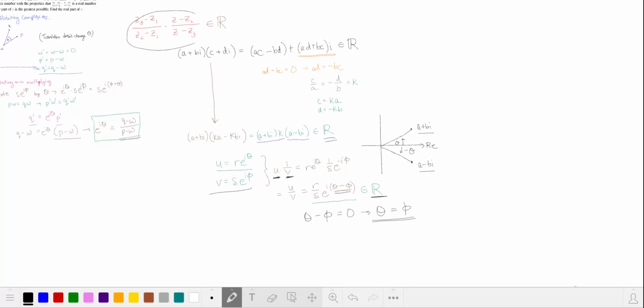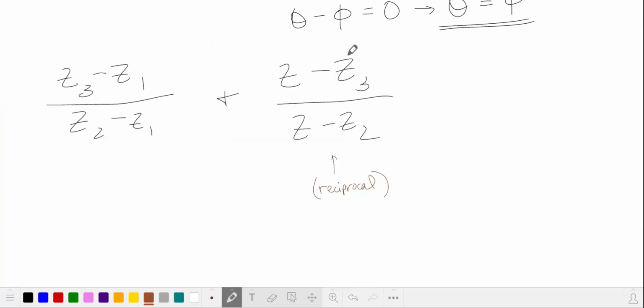So let's take a look at this expression. Here's our first complex number, and I'm going to take the reciprocal of the second complex number. So that's going to be z minus z3 over z minus z2. If the product of these two numbers is real, then they both have the same argument.